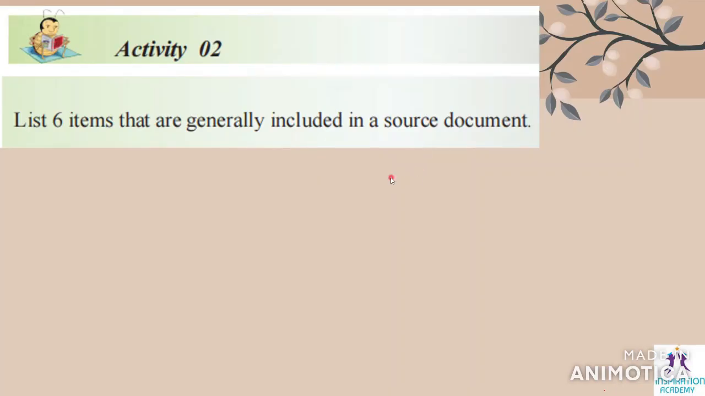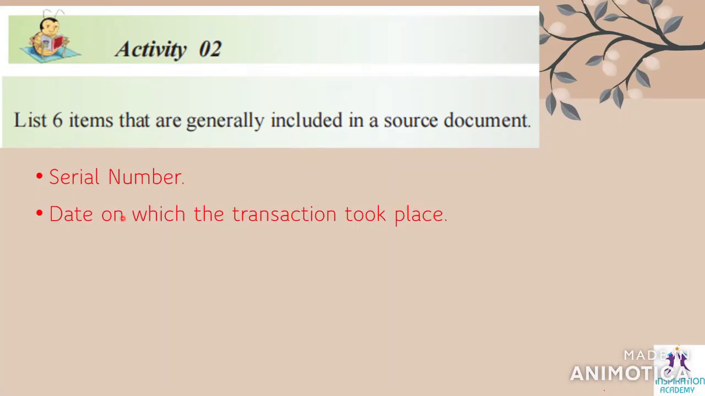Items included in a source document. Firstly, there should be a serial number, imagine 1, 2, 3, like that. And then the date on which the transaction took place should be there. Then the signature of the officer who authorized the transaction should be there. Then the monetary value, rupees, how much?